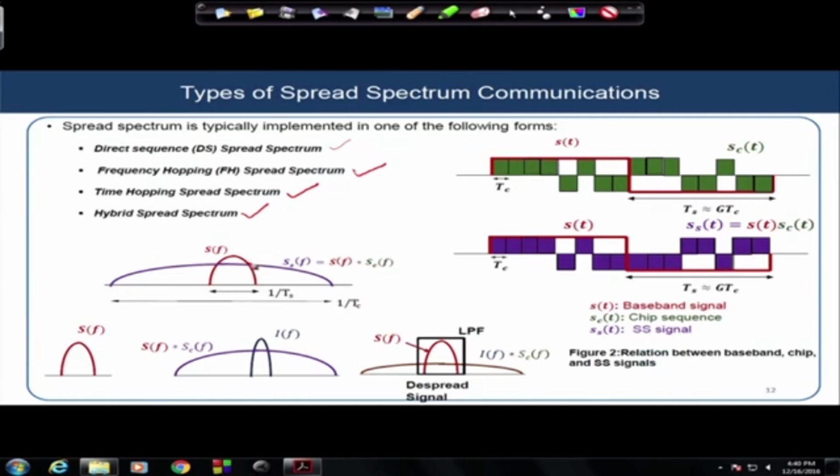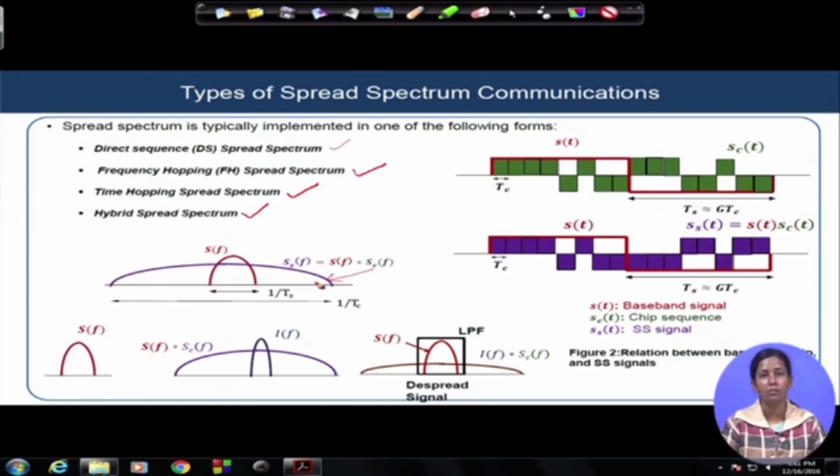So this was your S(f) signal, the actual signal you started with. You end up with the spread signal, which is called Ss(f). You transmit this Ss(f) through your transmitting antenna. So this is a wideband signal transmitted through your transmitting antenna finally. At the receiver end, we understand that this was my S(f) spectrum, with a bandwidth of 1 by Ts. I need to get it back.